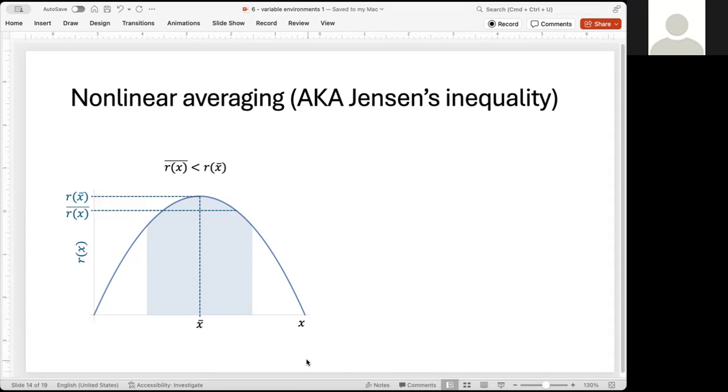Sorry, I didn't get what the shaded area is. Oh, this is just, you can imagine that X, this environmental variable, is going back and forth in the shaded region somehow. Okay, so the R bar is basically the value of that specific environment where the X is varying in that area. Yeah, I mean, it's a heuristic figure.